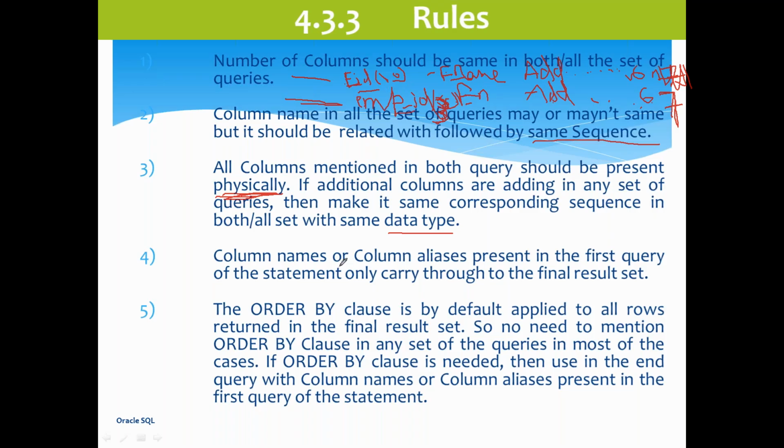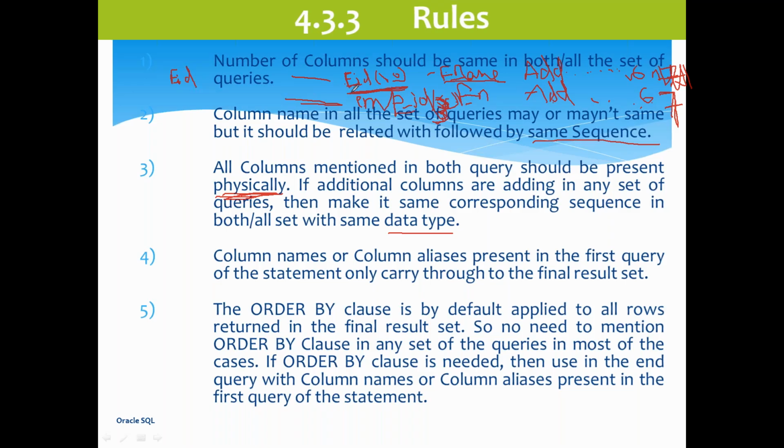Next point is: the column name or column alias present in the first query of the statement only carries through to the final result set. So what is this? Whatever column name we mention here. EID we have mentioned in the first column. Employee ID we mentioned in the second column. Both are combining with the values. So what will be the column heading in the output? In the first query, whatever you have given, that only will come. So EID will come for the first column heading in the output. EMP-ID will not come. So here for the second column FNAME will come.